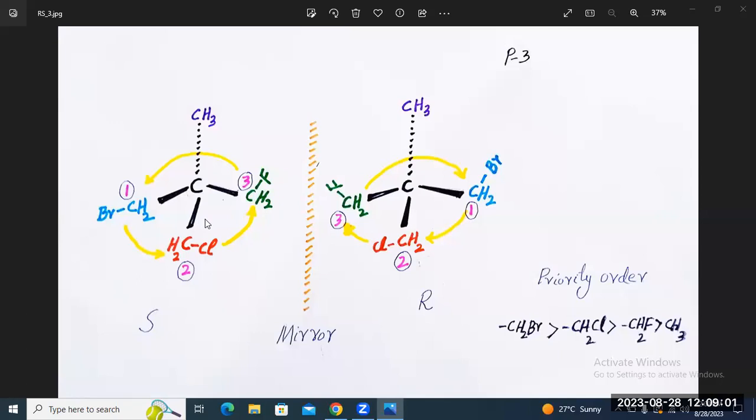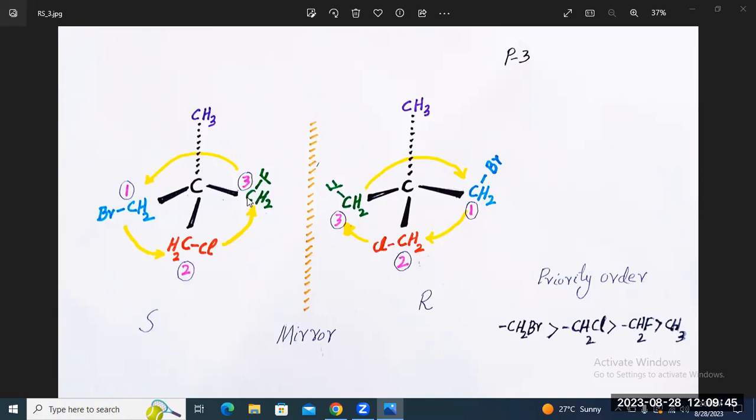Take one more example. This is the chiral carbon attached to 4 different groups. This is the methyl group, here CH2F group, here CH2Cl group, here CH2Br group. So this central carbon is attached directly to the carbon, also here the carbon, also here attached to the carbon, also here attached to the carbon. So this carbon is directly attached to 4 same carbon.